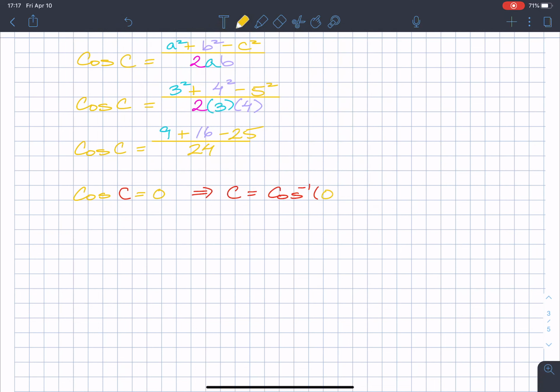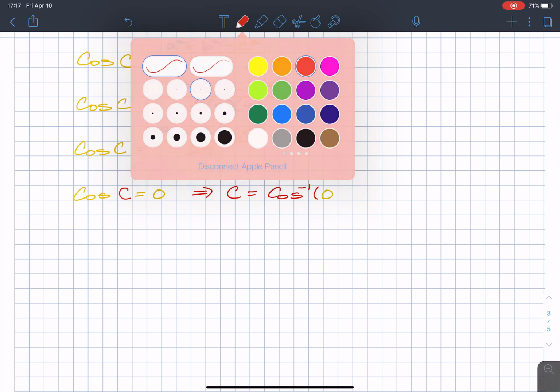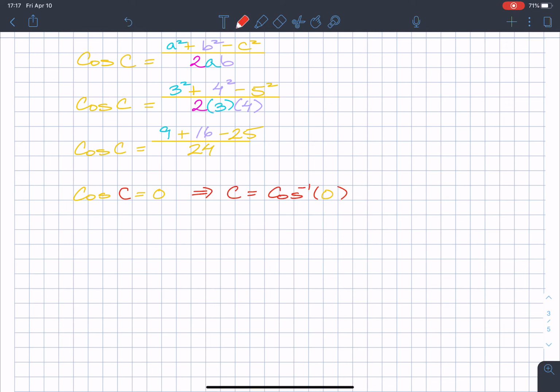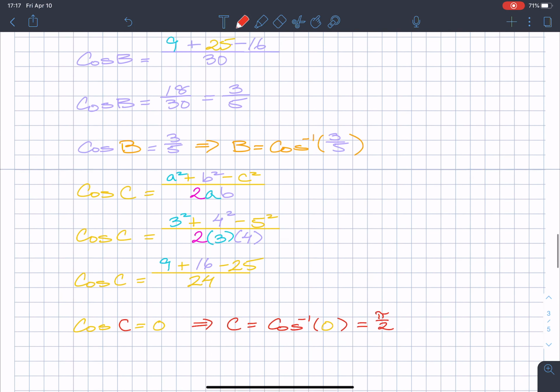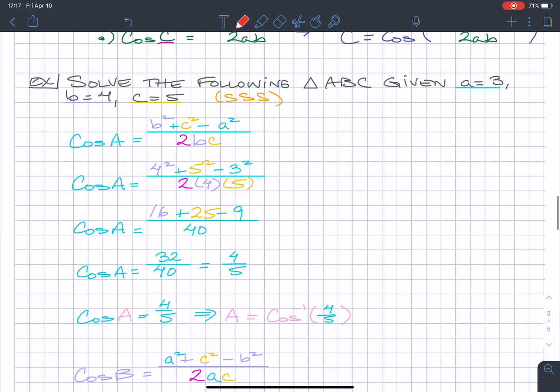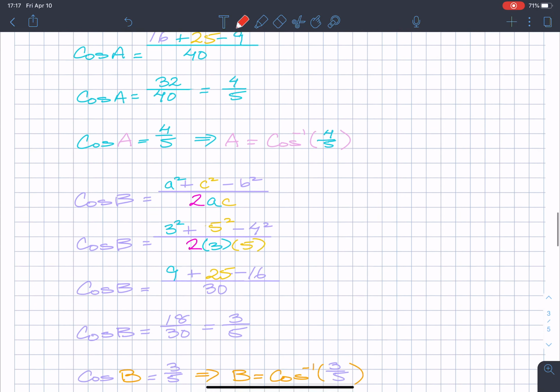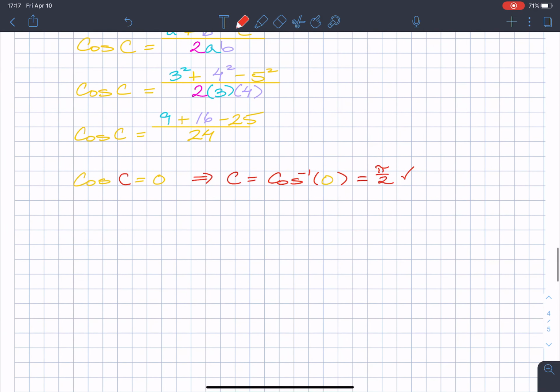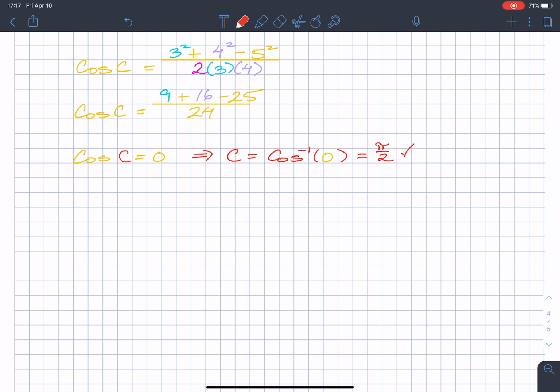So at what angle on the unit circle in quadrants 1 and 2 is cosine 0? That's pi over 2. That is 90 degrees. And we know that this is a right triangle because 3, 4, and 5 is a Pythagorean triple. So it had to be a 90-degree triangle, which it was. Okay, so hopefully that makes sense. I'll see you in the next video.